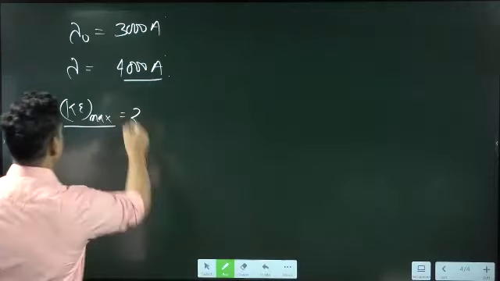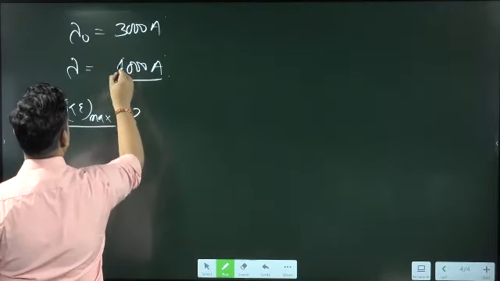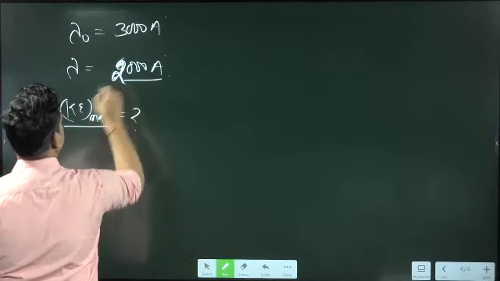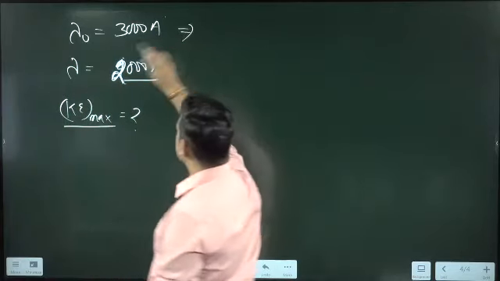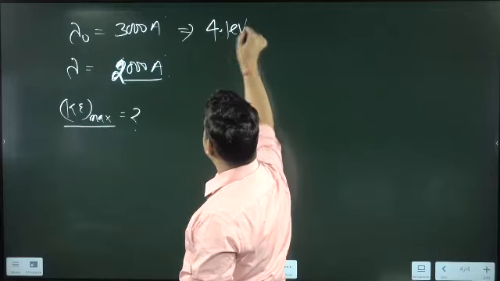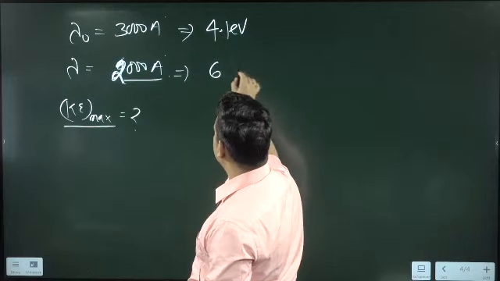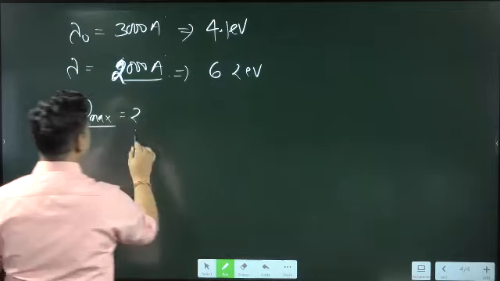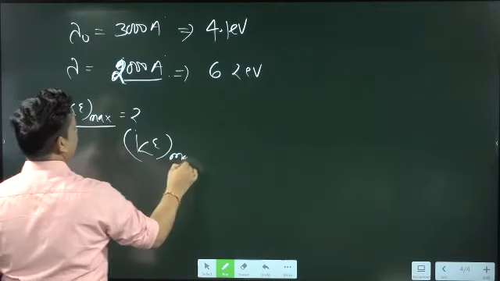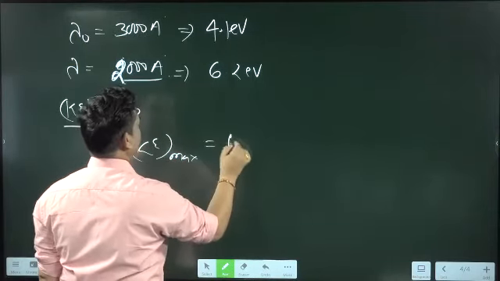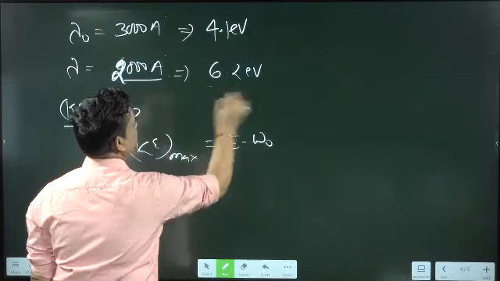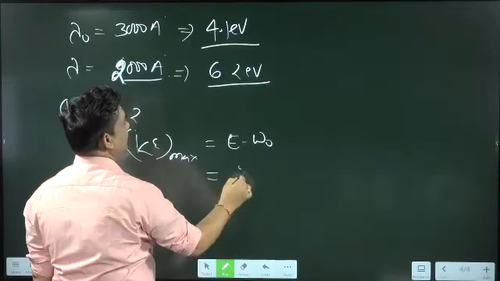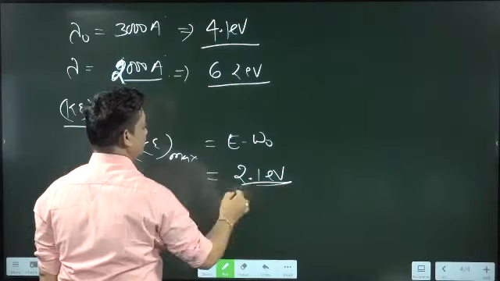Now I will change this one. Suppose this becomes 2000 angstrom. Now what will be the answer? The energy will be approximately 4.1 eV for this one, and approximately 6.2 eV for this one. K maximum we can write directly as E minus W naught. So we get 6.2 minus 4.1, which directly becomes 2.1 electron volt.